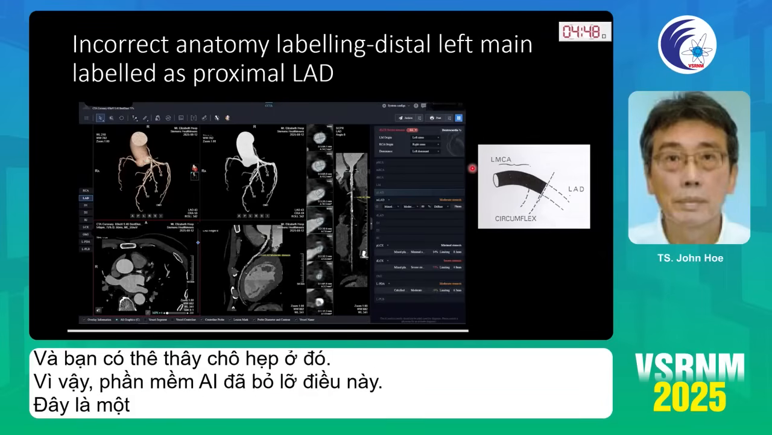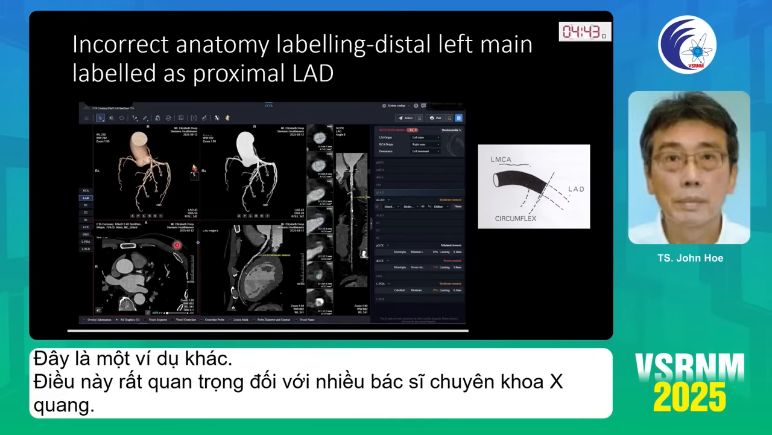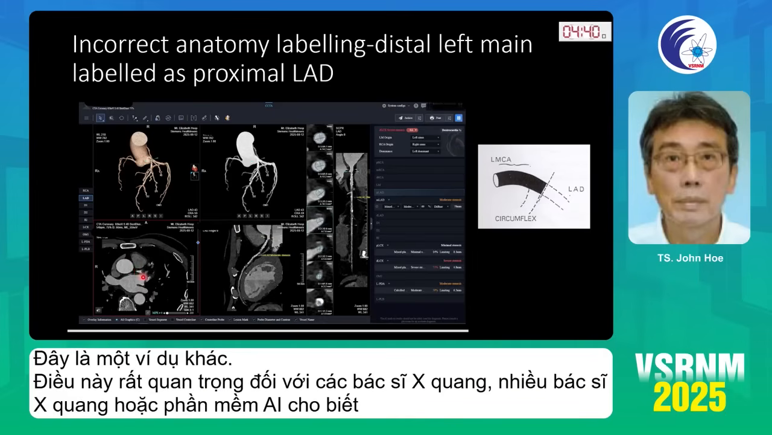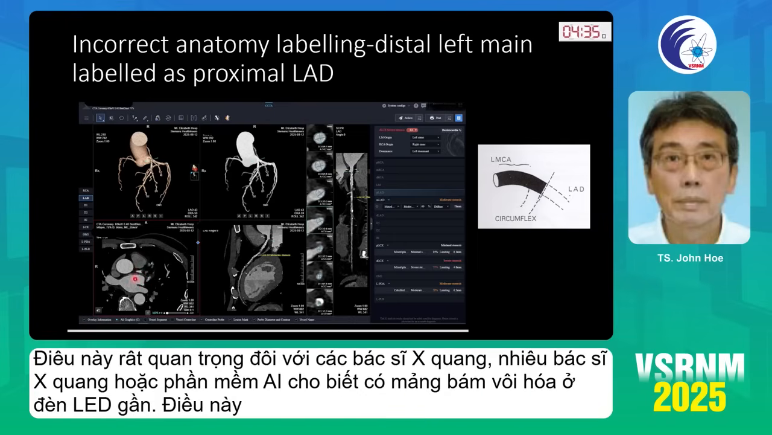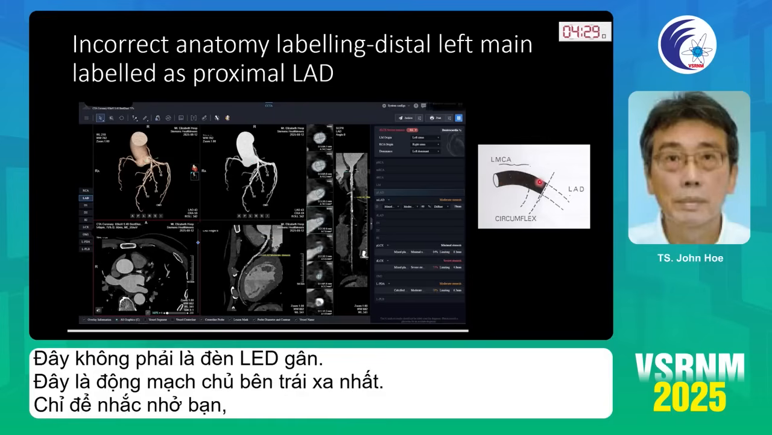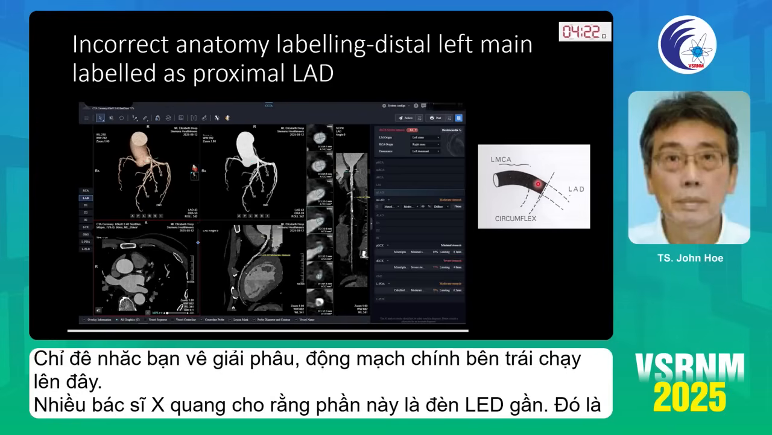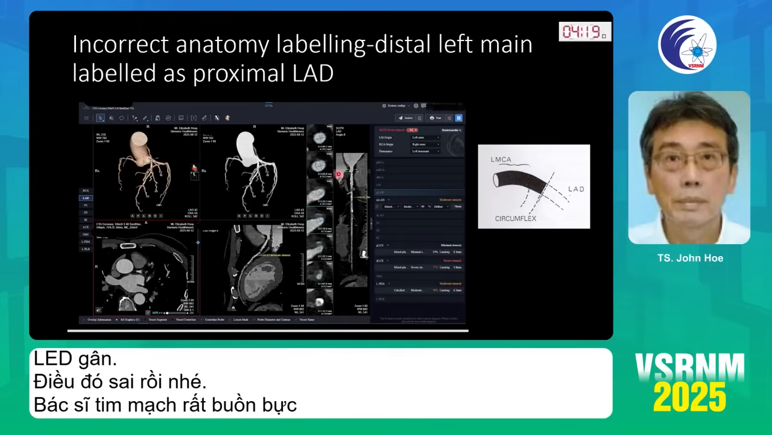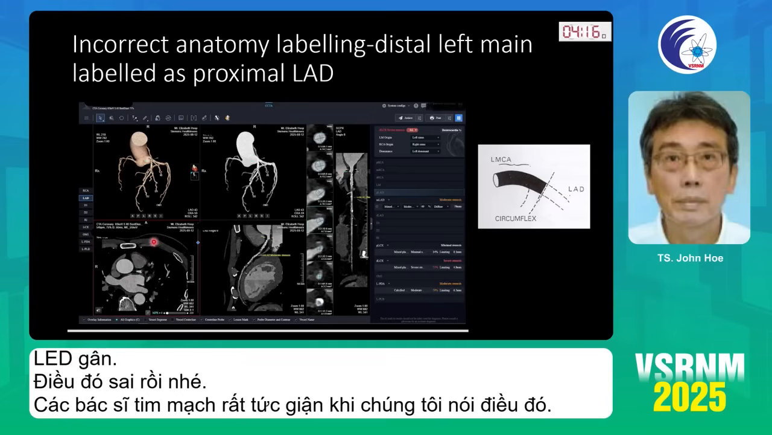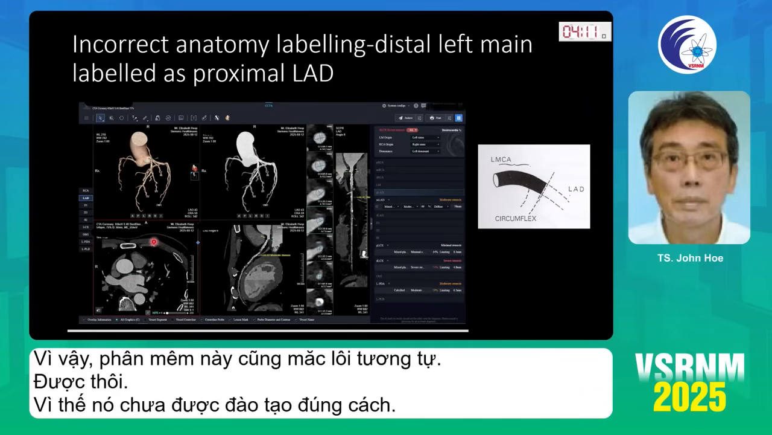Here's another one. This is very important for radiologists. Many radiologists, or the AI software, said there's calcified plaque in the proximal LAD. This is not the proximal LAD. This is the distal left main. Just to remind you the anatomy, the left main goes up to here. Many radiologists think this part is the proximal LAD. That is wrong, okay? The cardiologists get very upset when we say that. So this software also made the same mistake. All right, so it hasn't been trained properly on basic anatomy.